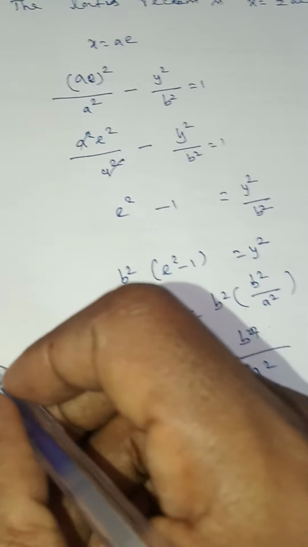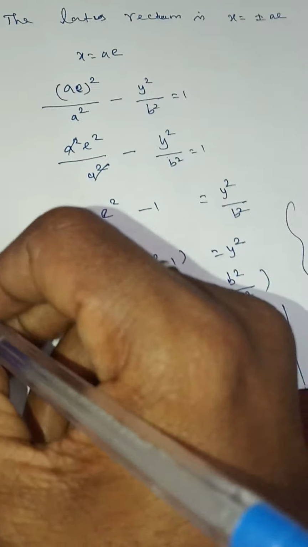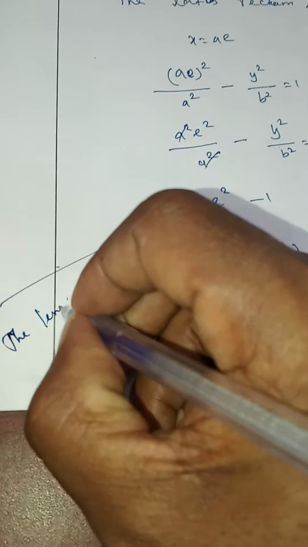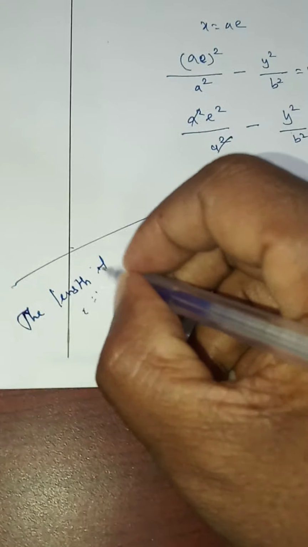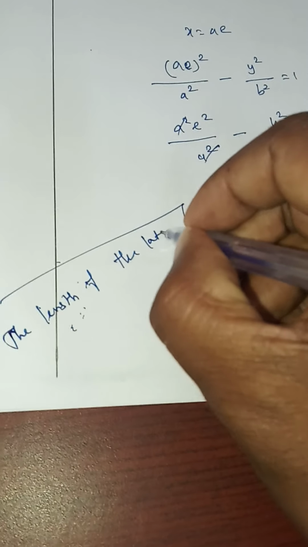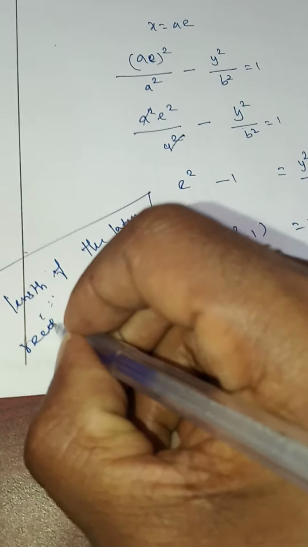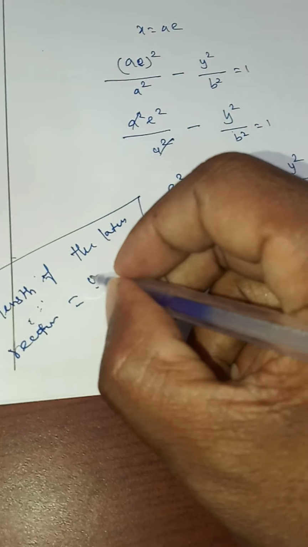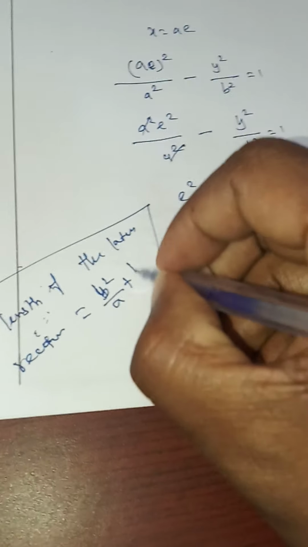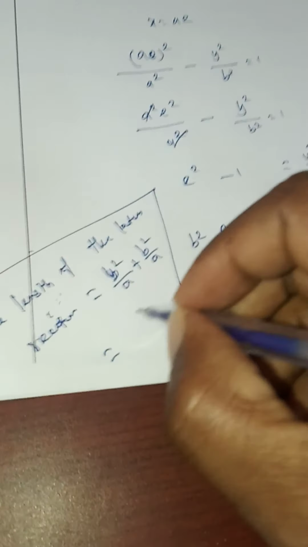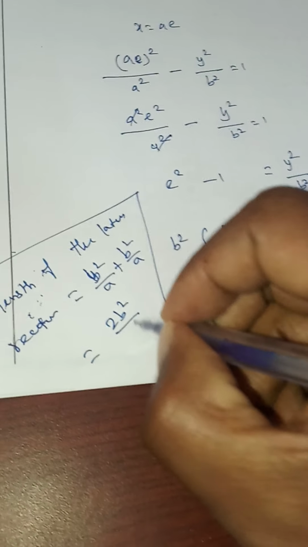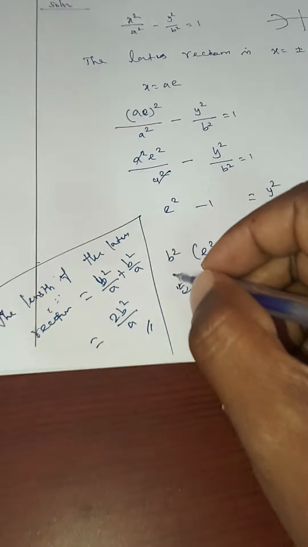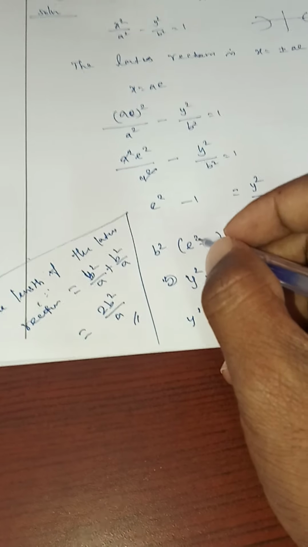Then adding the two values, the length of the latus rectum is b square divided by a plus b square divided by a, two times. So b square plus b square, 2b square by a, is the length of the latus rectum. Then the sixth sum is over.